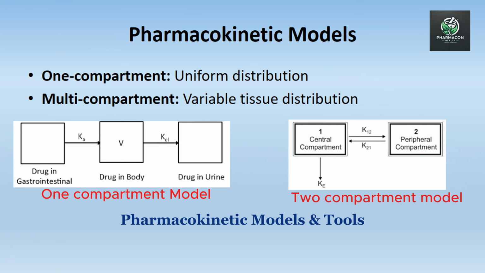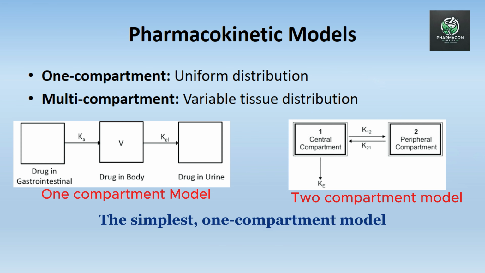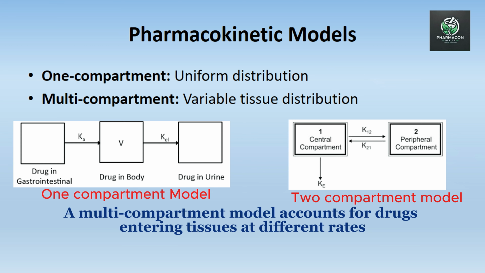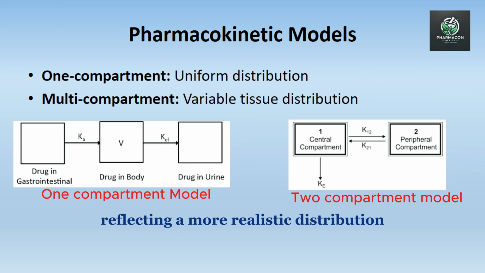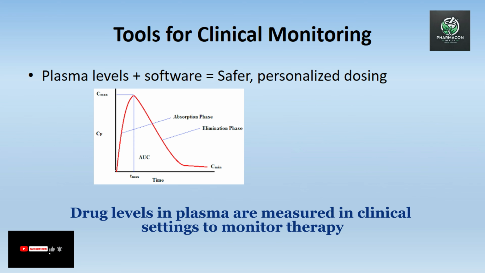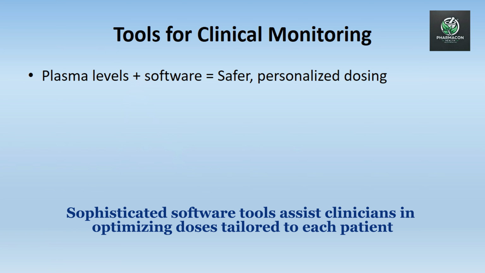Pharmacokinetic models and tools. Pharmacokinetic models help visualize drug behavior. The simplest one-compartment model assumes instant drug distribution throughout the body. A multi-compartment model accounts for drugs entering tissues at different rates, reflecting a more realistic distribution. Drug levels in plasma are measured in clinical settings to monitor therapy. Sophisticated software tools assist clinicians in optimizing doses tailored to each patient.